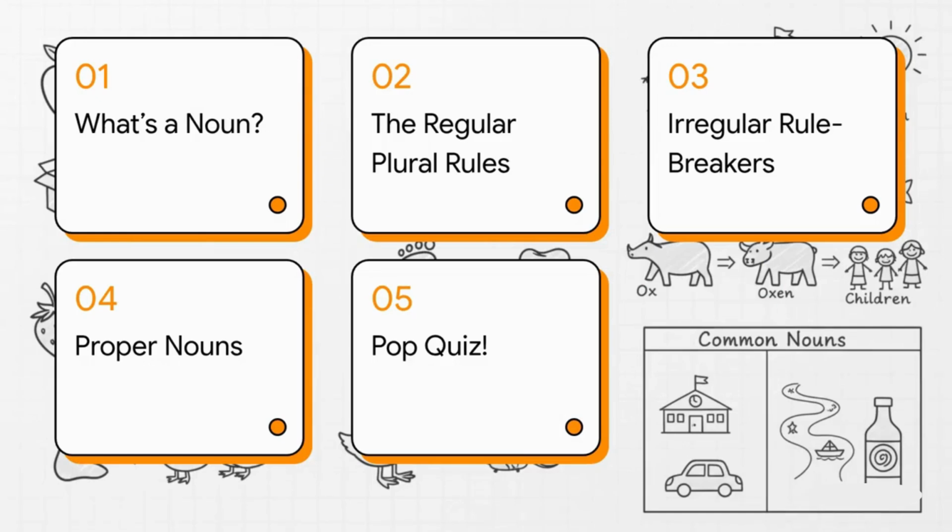All right, so here's our game plan. First, we'll cover the basics, what even is a noun, then we'll get into the regular plural rules. After that, we'll meet the fun ones, the irregular rule breakers. We'll also get specific with proper nouns, and then we'll wrap it all up with a little pop quiz. By the end of this, you'll have the stuff down.